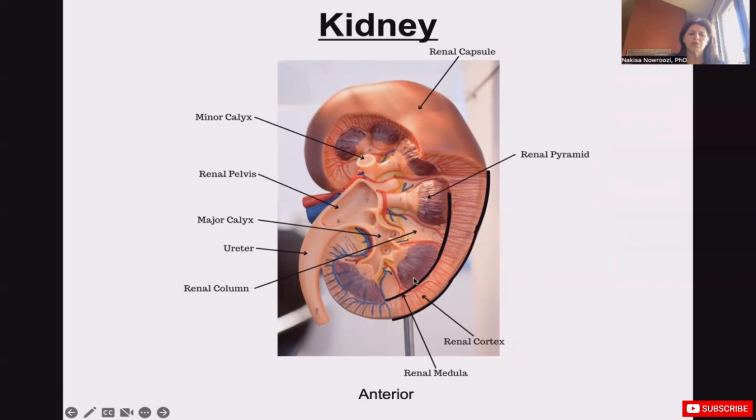renal pyramids. These are renal pyramids, and these areas in between is called renal column. The urine is dripping from these renal pyramids inside minor calyces, and these are all minor calyces. Okay, so from minor calyces, a few minor calyces are collected into major calyces, and all major calyces drain into renal pelvis, and from there it goes to ureter to get out of the body.